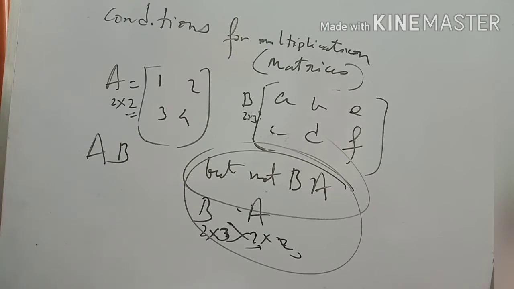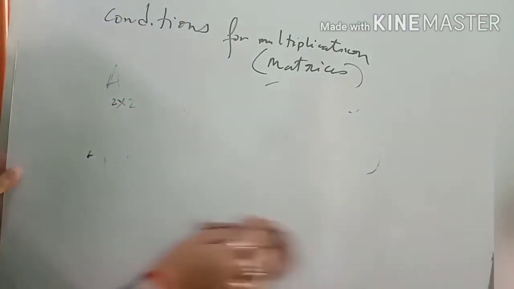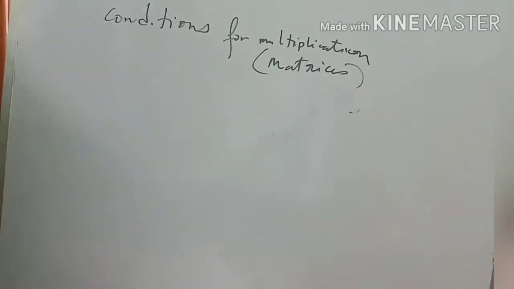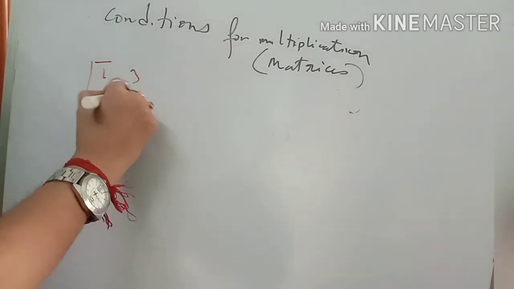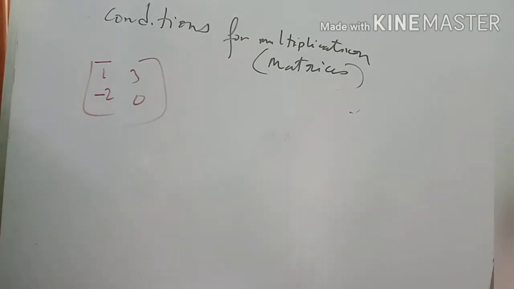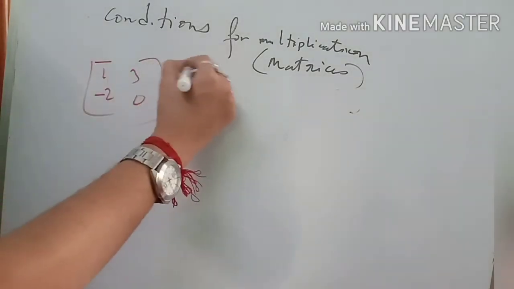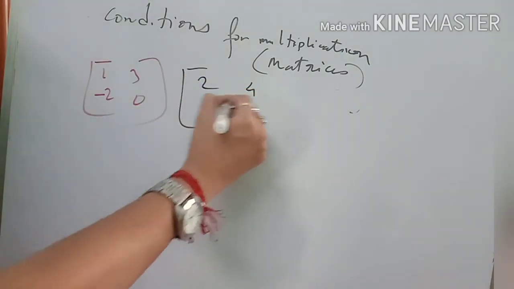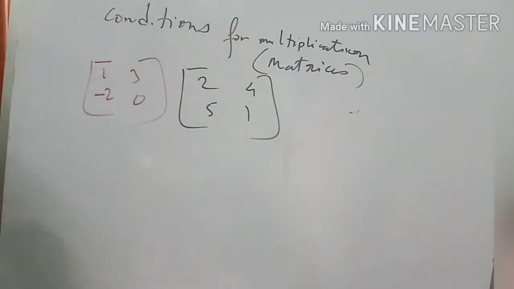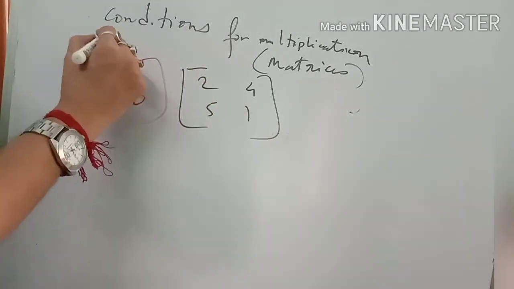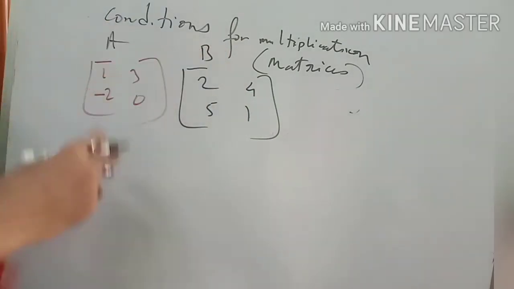Okay. Let us do one multiplication and try to understand how to do it. Let us take 1, 3, minus 2, 0, and let me multiply it with 2, 4, 5, 1. This is A and this is B.